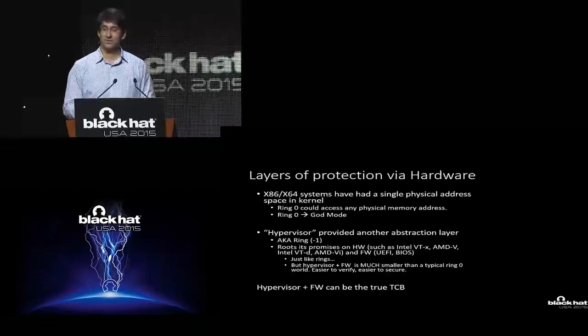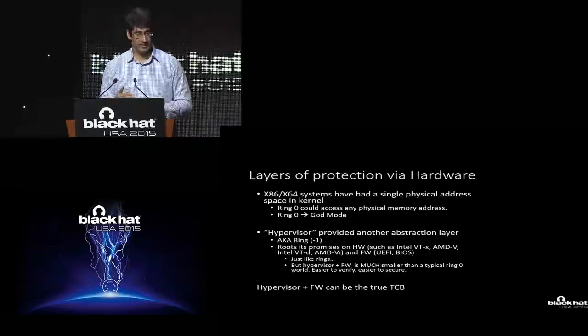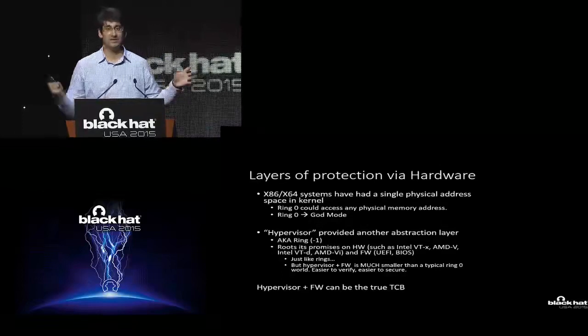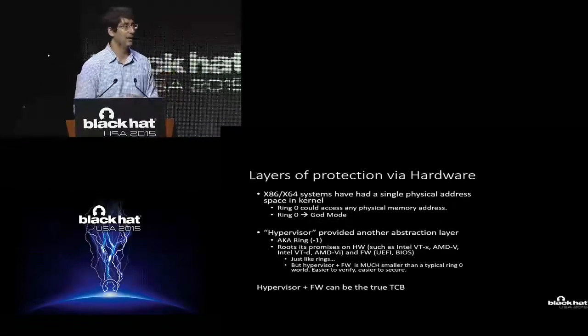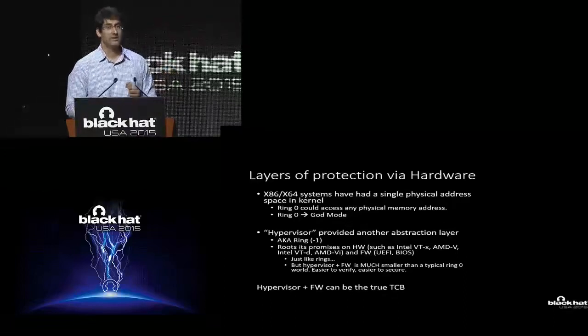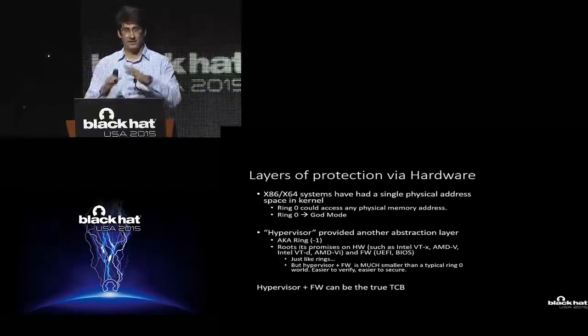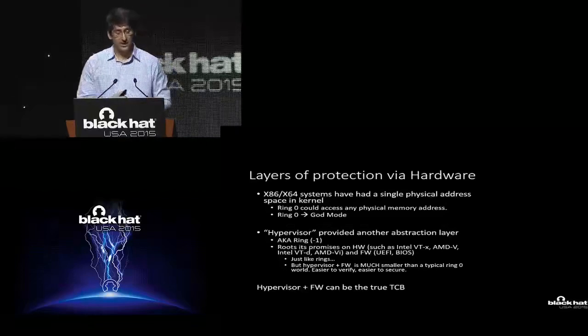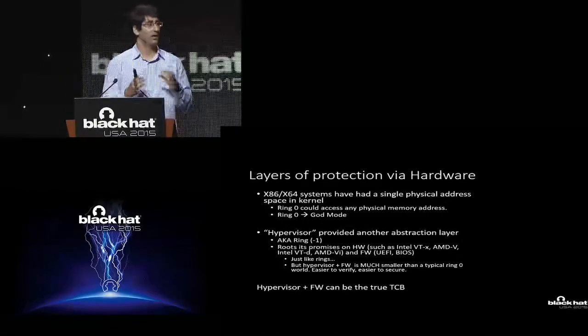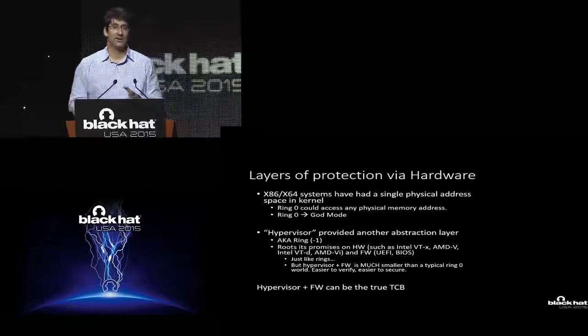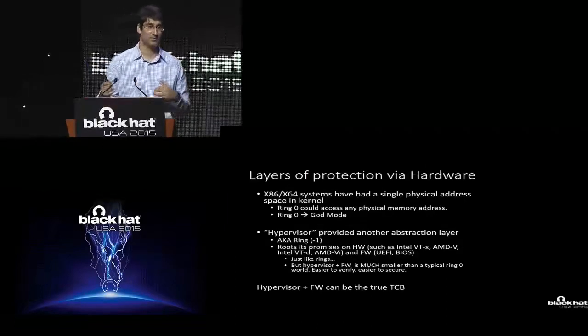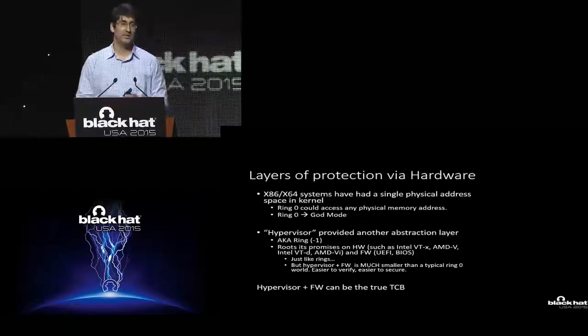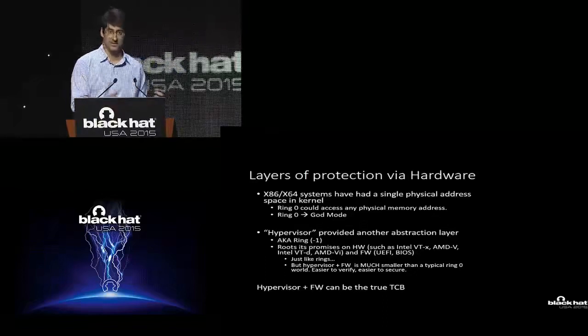It roots its promises on hardware and on firmware. The difference from ring 0 is that it is very, very, very small. Therefore, it is much easier to protect, and it is much easier to secure. Therefore, the hypervisor and firmware, that small, simple space, can be our true trusted computing base. Now we have a place to store our secrets. But as I mentioned, the only goal is not storing the secrets, but also being able to process them, to do something with them. So we need extra code to do something intelligent with the secrets.